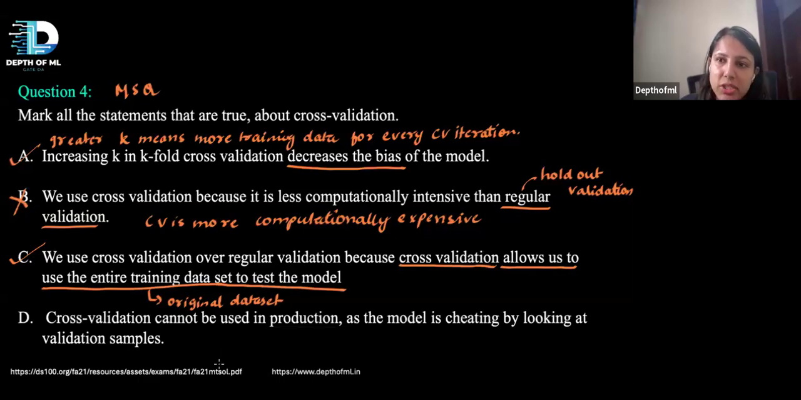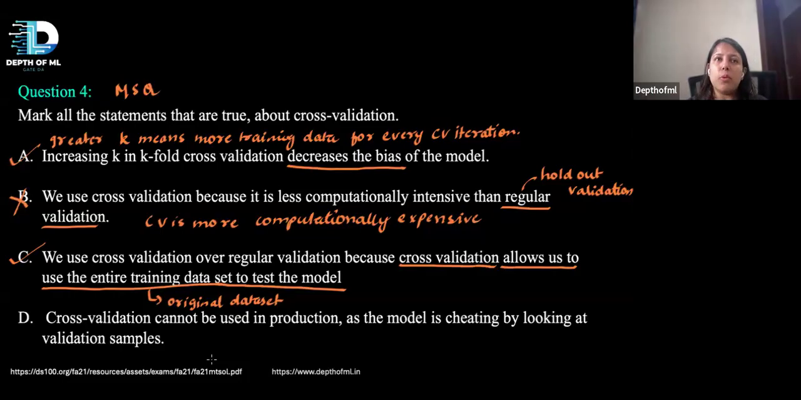We can't use cross-validation in production because the model is cheating by looking at the validation samples. So every model training, suppose what this is saying is that, can I use the model? Okay, so let me explain this a little bit more. What is the meaning of this particular statement? So it's saying that, can I use a cross-validated model?